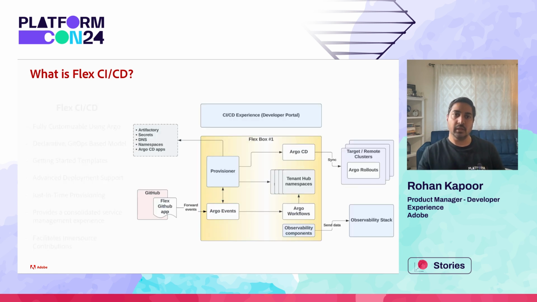So here is the Flex architecture, which I won't go into detail, but at a very high level, we offer a paved path with shared secure templates, featuring advanced deployment strategies like Canary, Blue Green, and a standard build deploy pipeline by leveraging all four Argo projects. We also provide resource provisioning capabilities, which includes automated creation of Artifactory repos, DNSs, and namespaces, to name a few.